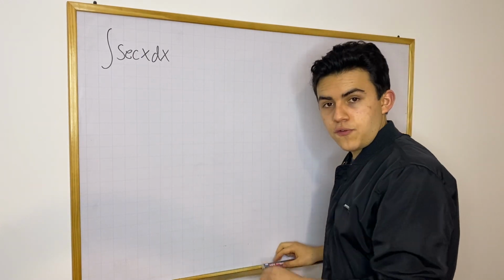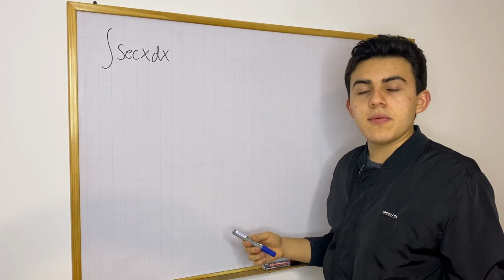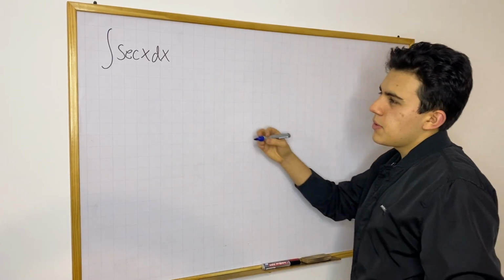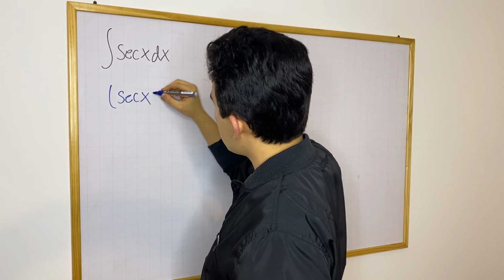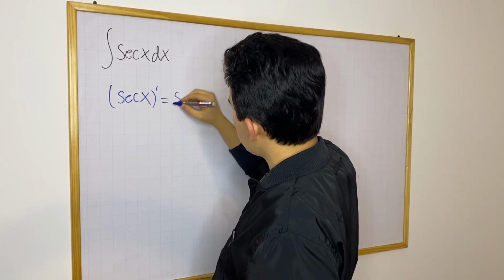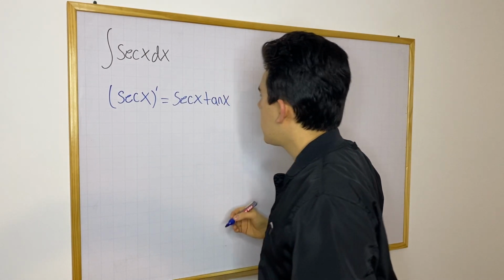So we need two facts, first of all. We need to know the derivative of tangent and the derivative of secant. So I'm going to write them out here. We know that if we take the derivative of secant x, what do we get? This is going to be secant x times tangent x.